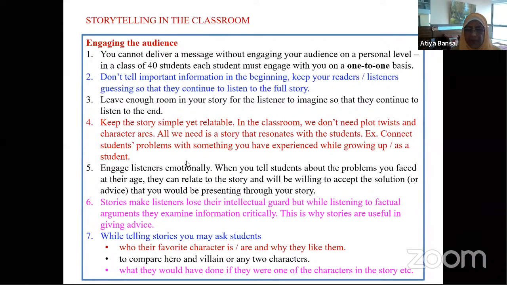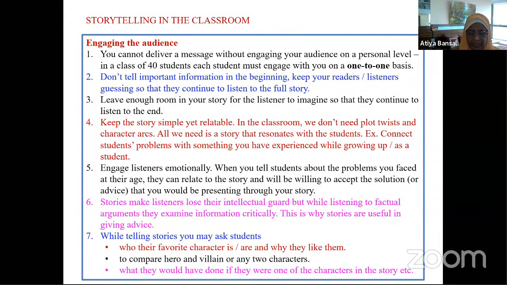Point number 5 is engage listeners emotionally, because the stories are about emotions. When you tell students about the problem you faced at their age, they can relate to the story and will be willing to accept the solution or advice that you would be presenting to them through your story.